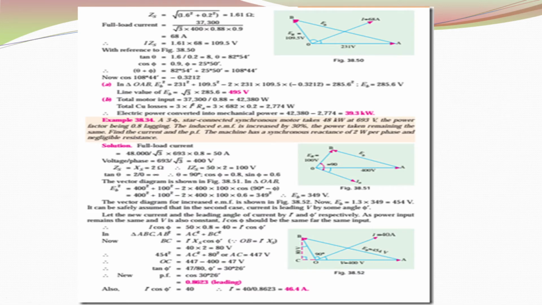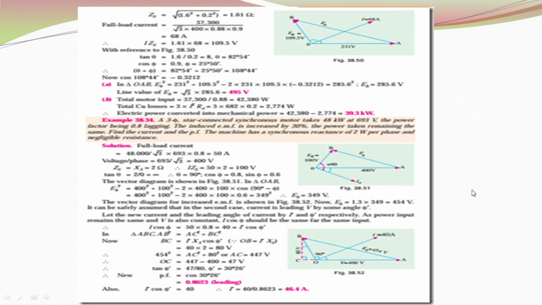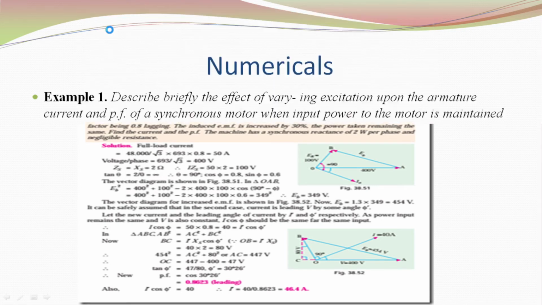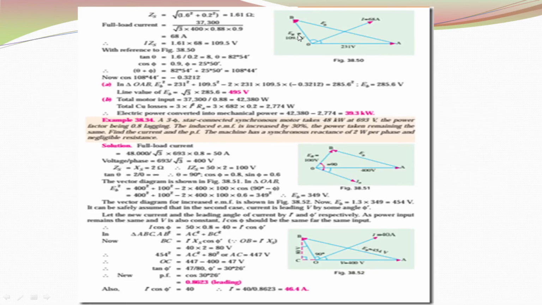So Zs is equal to root of 1.6 square plus 0.2 square, because here the values are given. Z is equal to r plus jx. Okay, so z square is equal to r square plus x square, or z is equal to root of r square plus x square. So the r value is given as 0.2 and the x value is 1.6. So root of 1.6 square plus 0.2 square is equal to 1.61 ohms, which is the value for Zs.